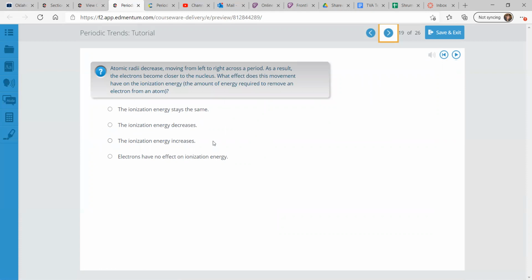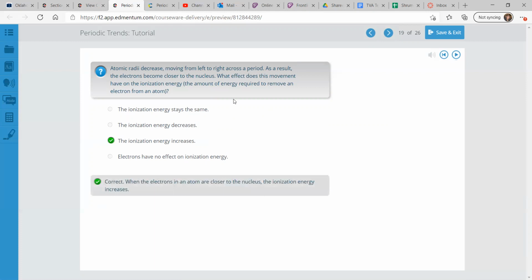So atomic radii decrease, moving from left to right across a period. As a result, the electrons become closer to the nucleus. What effect does this movement have on the ionization energy, the amount of energy required to remove an electron from an atom? So if the atomic radii decrease, the electron is closer to the nucleus, making their attraction stronger, making it harder to remove an electron, meaning the ionization energy increases.